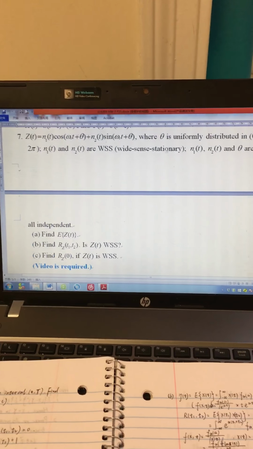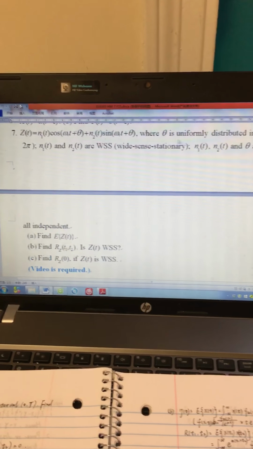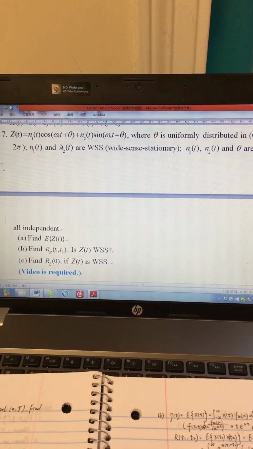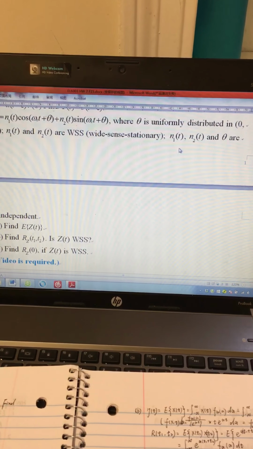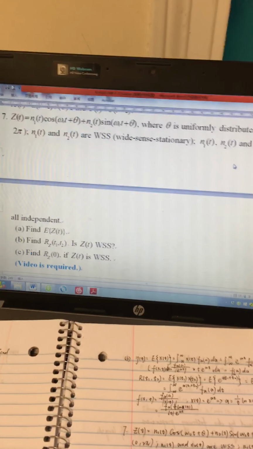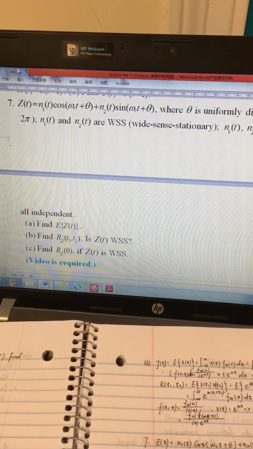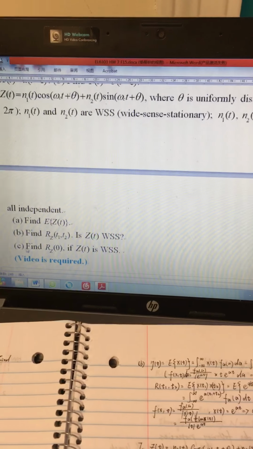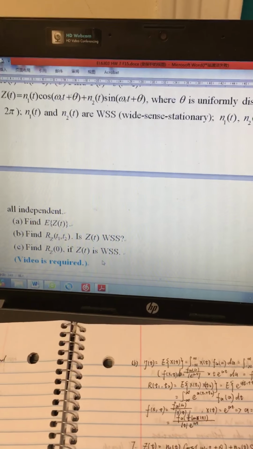Now let's look at the first question, question 7. Given Z(t) is like this equation, where theta is uniformly distributed from 0 to 2 pi, N1(t) and N2(t) are wide-sense stationary, and N1(t), N2(t) and theta are all independent. First, find the expectation of Z(t). Second, find R_Z(t1, t2) and decide whether Z(t) is wide-sense stationary. And third, find R_Z(0) if Z(t) is wide-sense stationary.